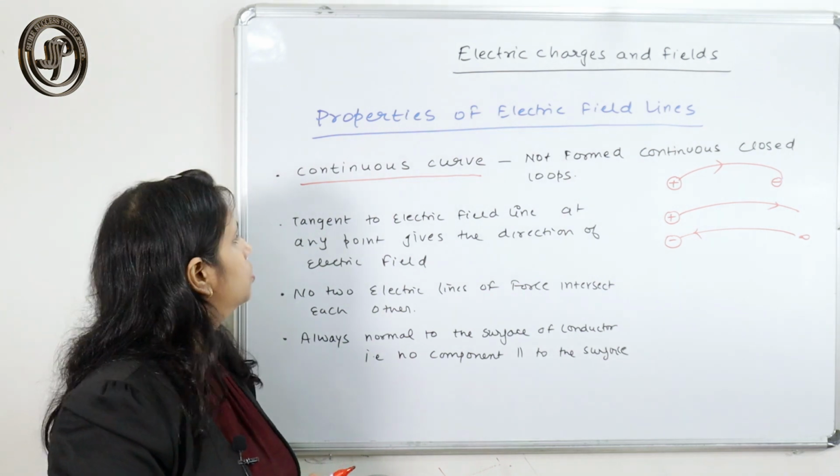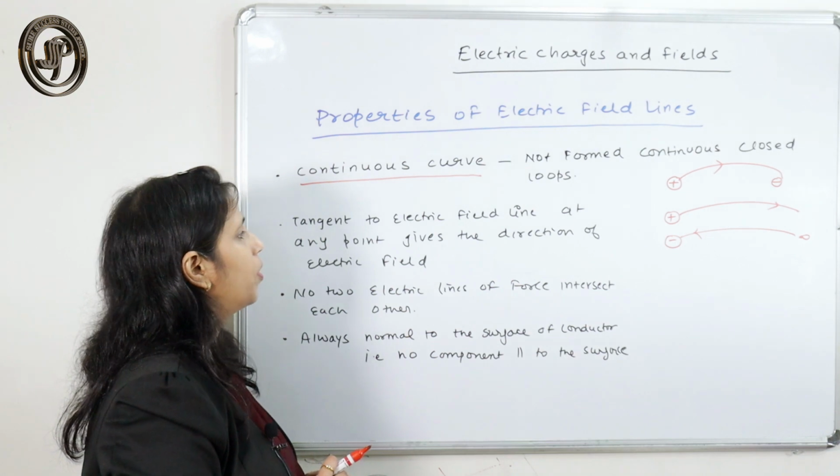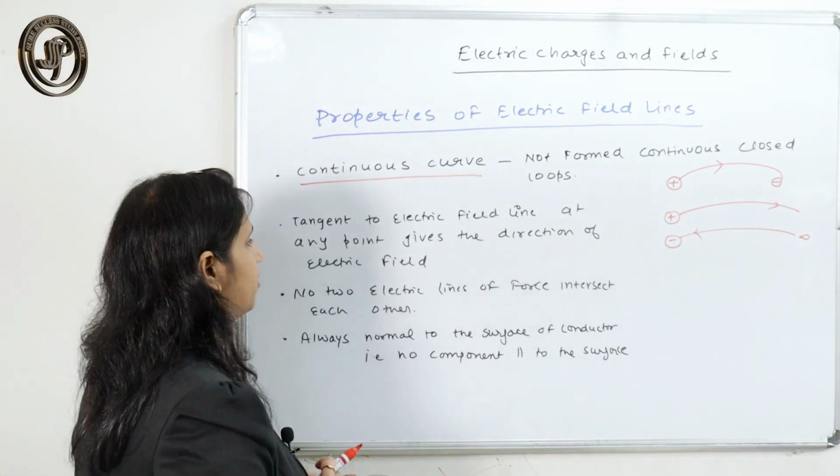continuous closed loops. The second is that the tangent to the electric field line at any point gives the direction of the electric field.